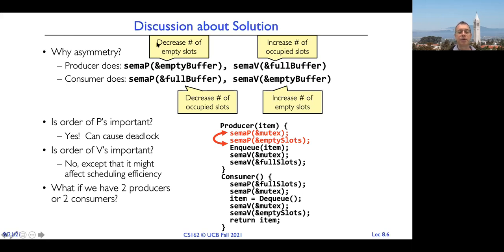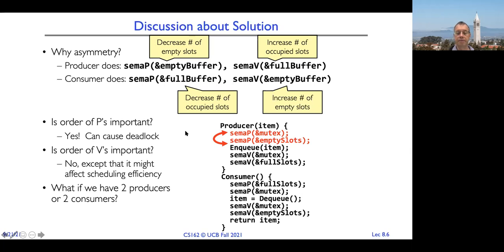Yes, Sonali, you are correct. No, you don't need to make any change. It's just going to work. And the reason it's going to work is that no matter how many consumers and producers you have, only one of them can be in the critical section. Yes, exactly.